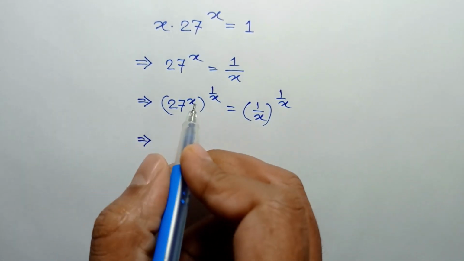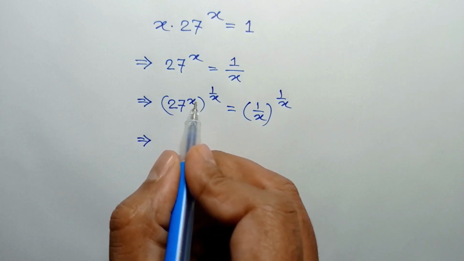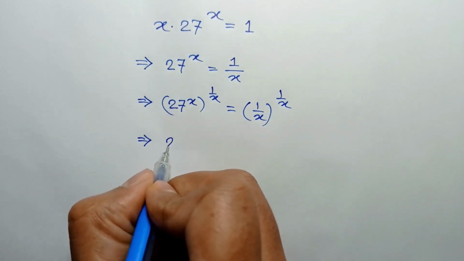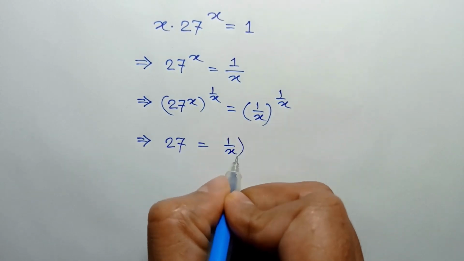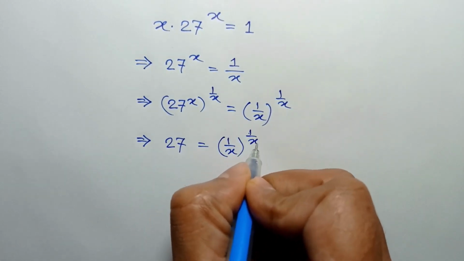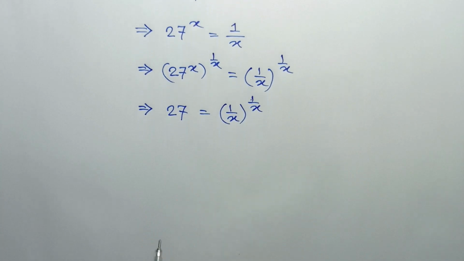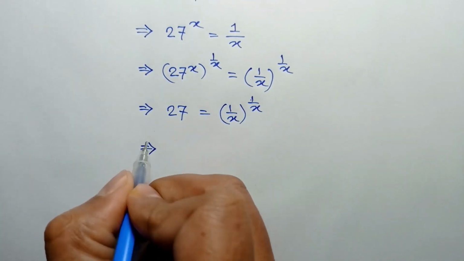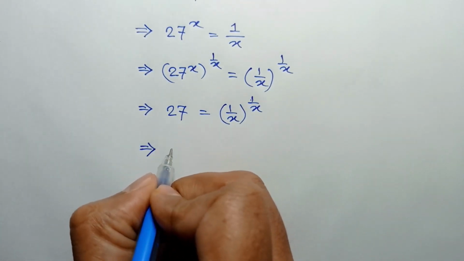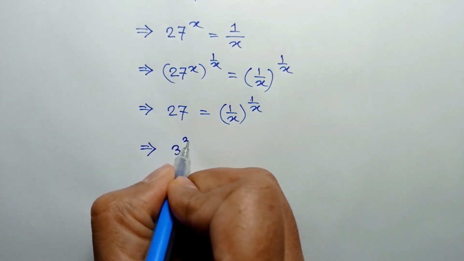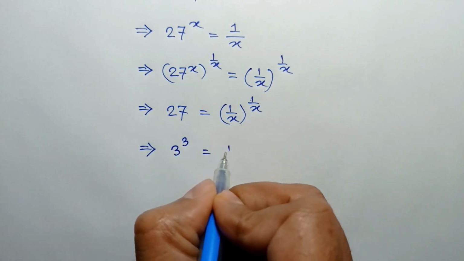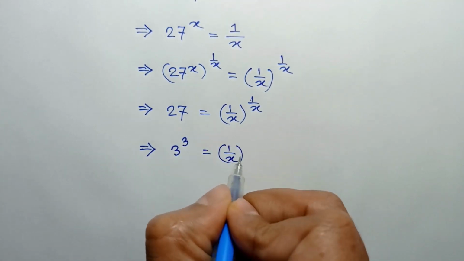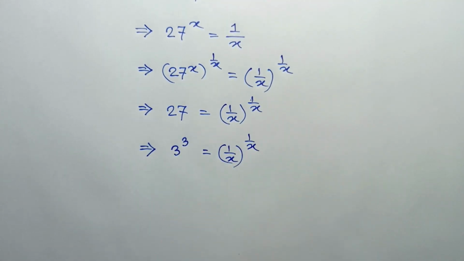Or, this x and x will cancel out, so it will remain 27 is equal to 1 over x, whole to the power 1 over x. Or, 27 can be written as 3 to the power 3. Here 3 to the power 3, which is 27, is equal to 1 over x, whole to the power 1 over x.